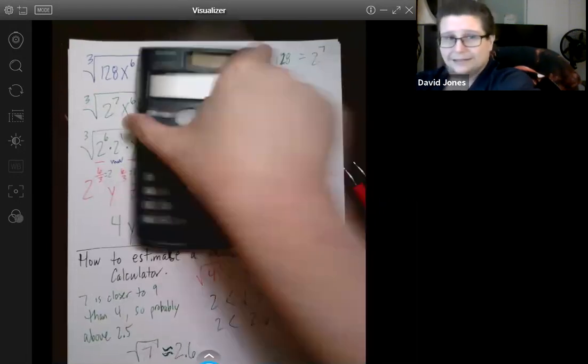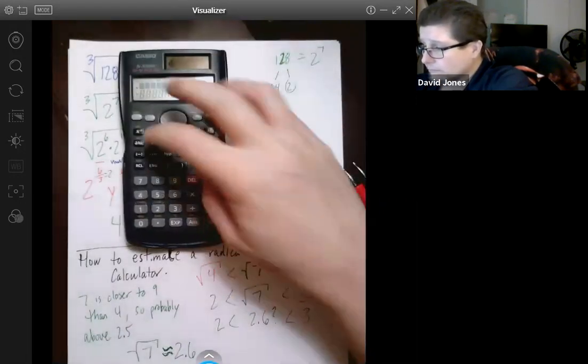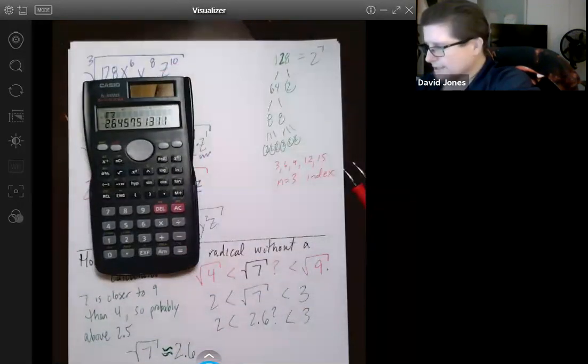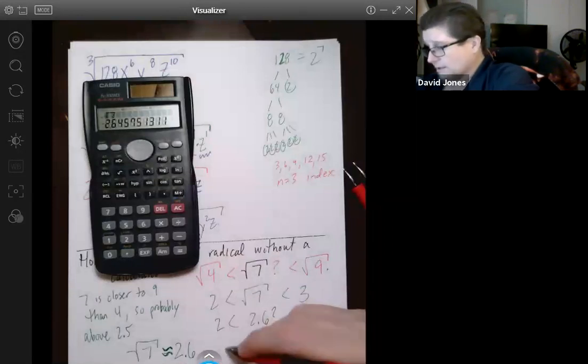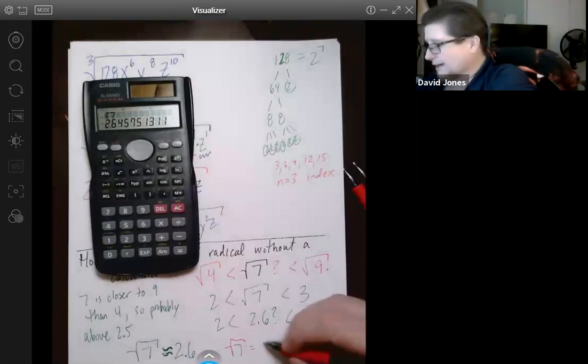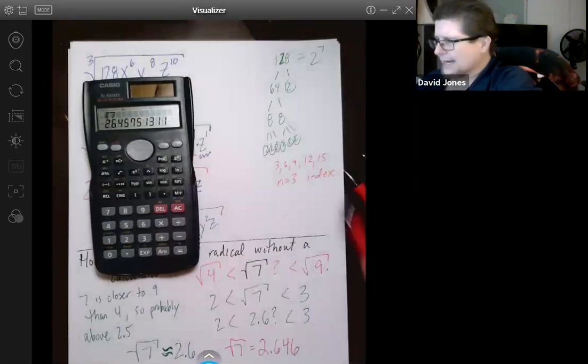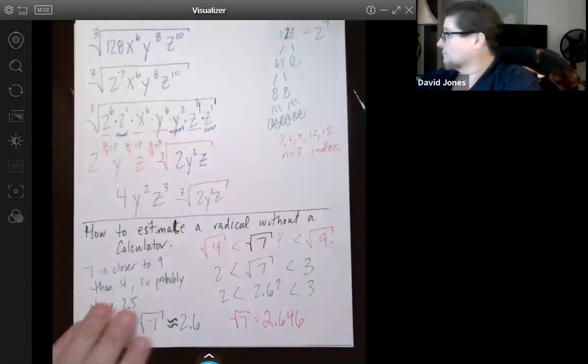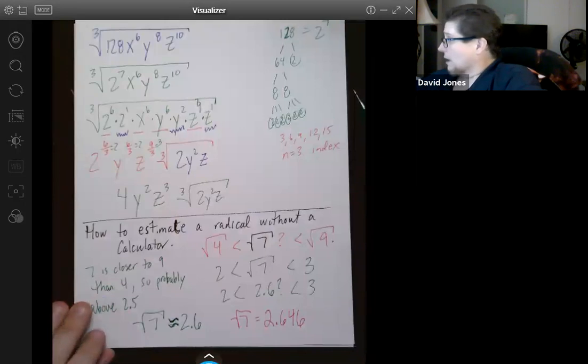What is the square root of 7? 2.645. 2.6457 would round up to 2.6, so that's not a bad estimate. And I just eyeballed that. I just winged it. Okay. A little bit more.